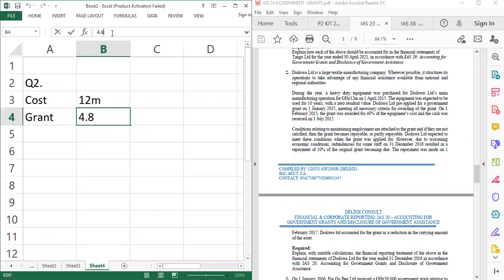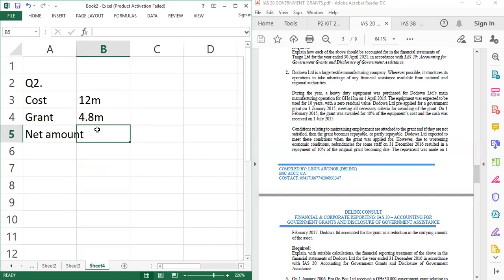The company accounts for the grant as a reduction in what? Carrying amount. What is the meaning of that? Net. So if you are doing net, it means that we subtract the grant from 12 million. Although the asset was purchased before the grant was received, they say that Dodua expected to meet the conditions when the grant was applied for. So since they were expecting to meet the conditions when the grant was applied for, it means that they started accounting for the grant on the day that they purchased the asset.